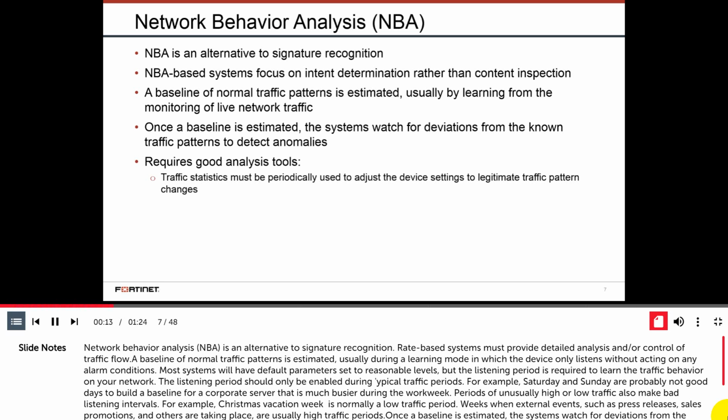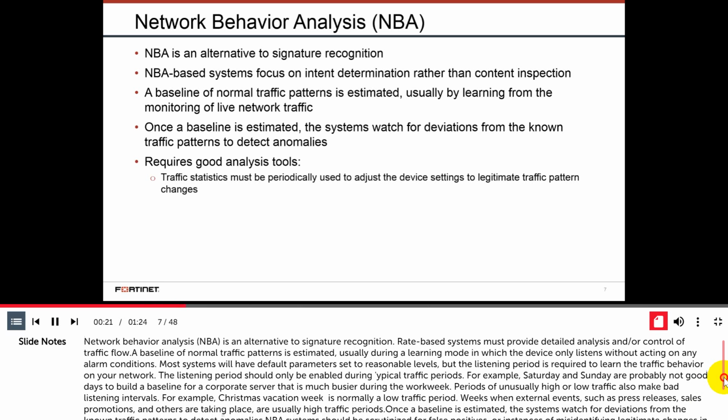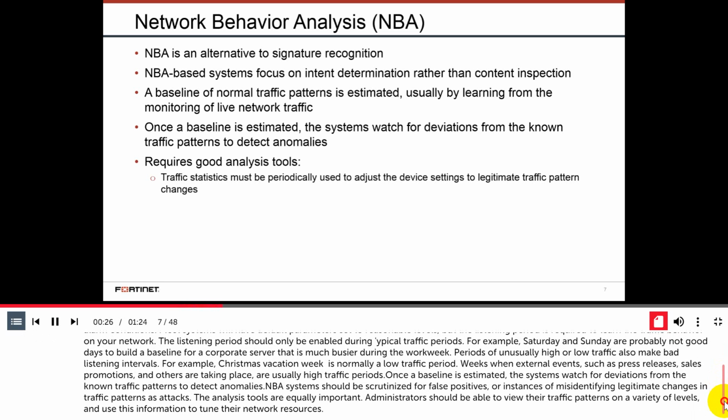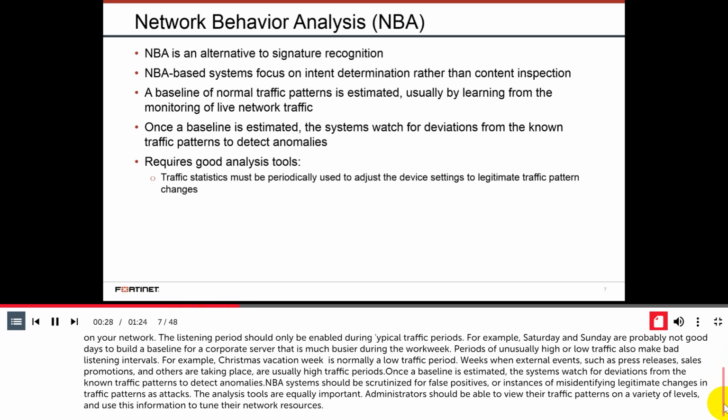A baseline of normal traffic patterns is estimated, usually during a learning mode, in which the device only listens without acting on any alarm conditions. Most systems will have default parameters set to reasonable levels, but the listening period is required to learn the traffic behavior on your network. The listening period should only be enabled during typical traffic periods. For example, Saturday and Sunday are probably not good days to build a baseline for a corporate server that is much busier during the work week.